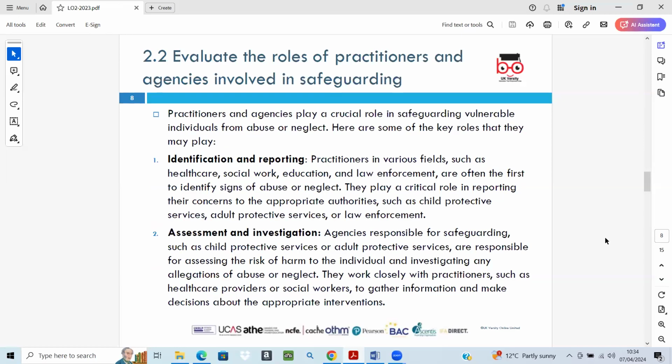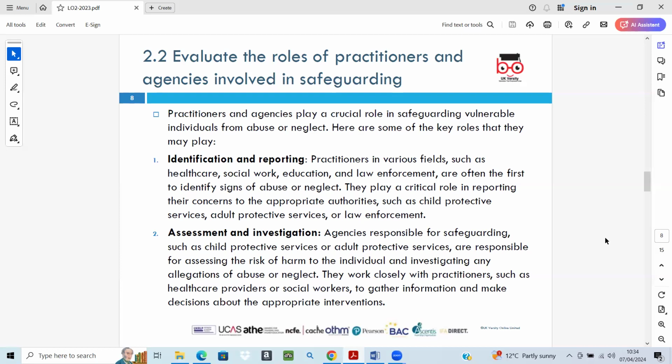We have slide 8. What we have here is the need to evaluate the roles of practitioners and agencies involved in safeguarding. Every person has their own role in safeguarding, and there are agencies involved in safeguarding. So: identification and reporting, assessment and investigation. Okay. So now, for example, identification and reporting.